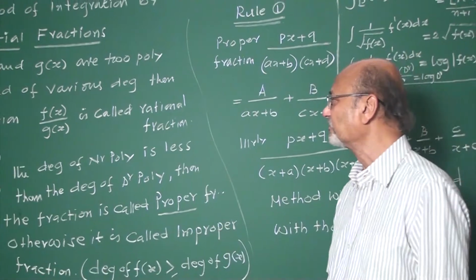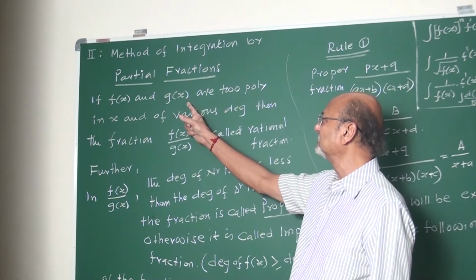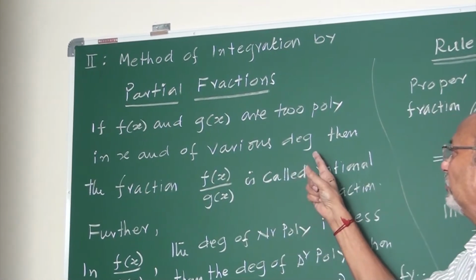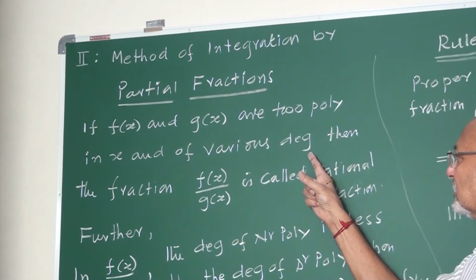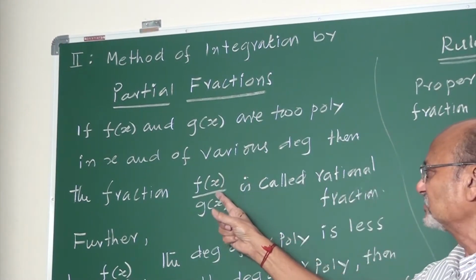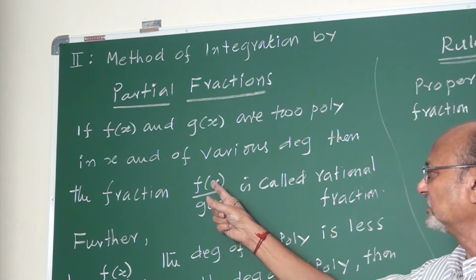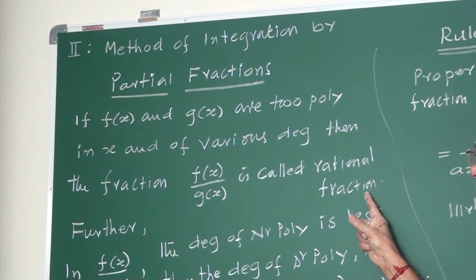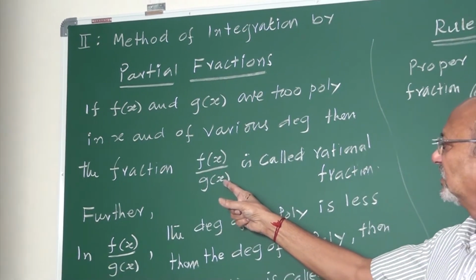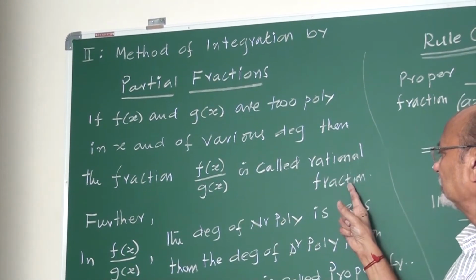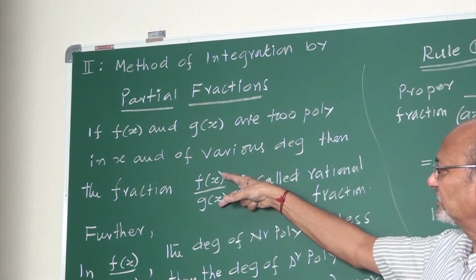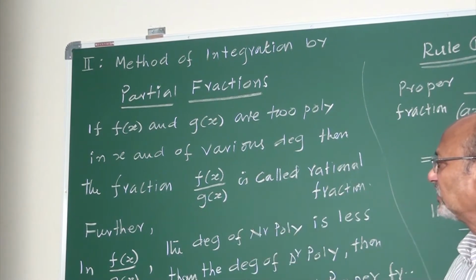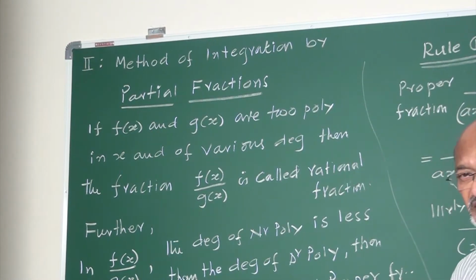See my friends, if f(x) and g(x) are two polynomials in x and of various degrees, then this fraction or ratio f(x) upon g(x) is called a rational fraction. This ratio is known as a rational fraction. f(x) and g(x) are the two polynomials. Then there exist, my friends, two different cases.